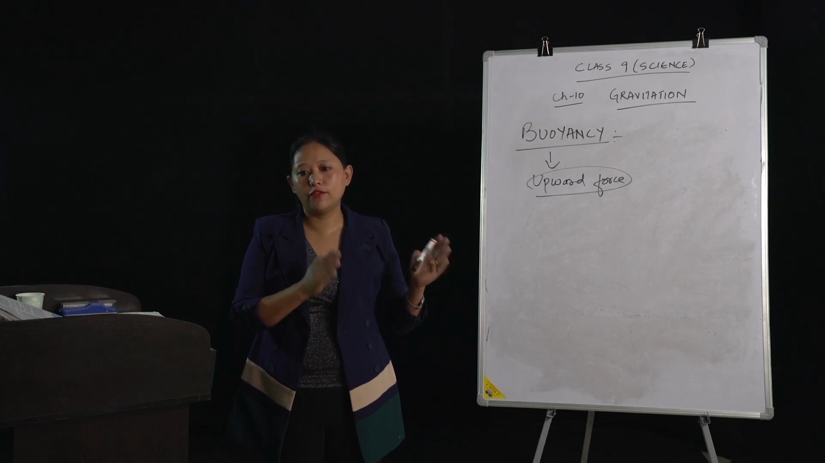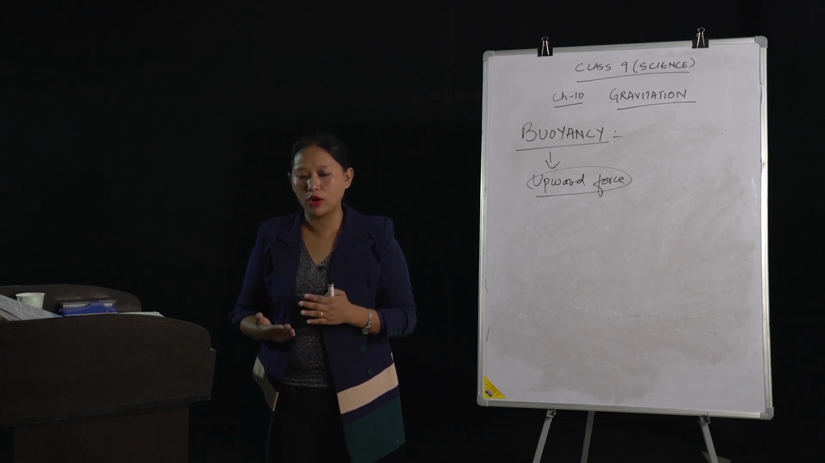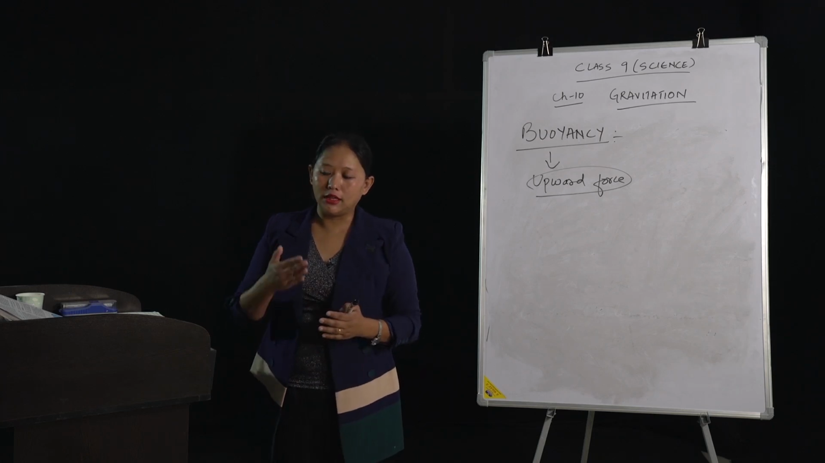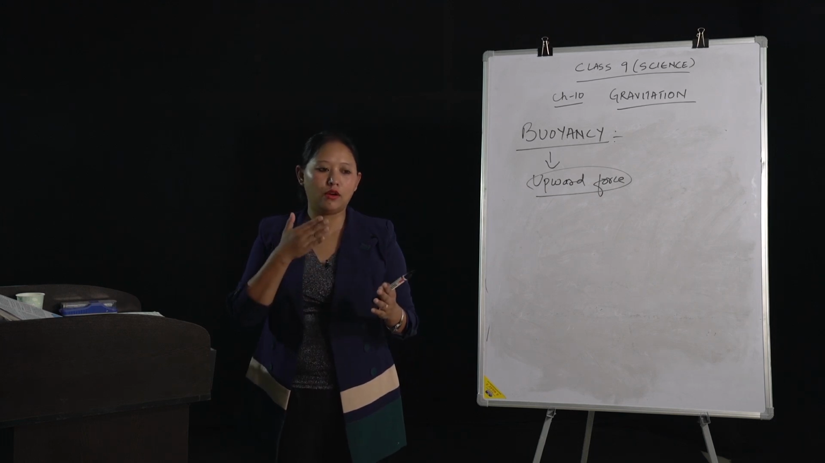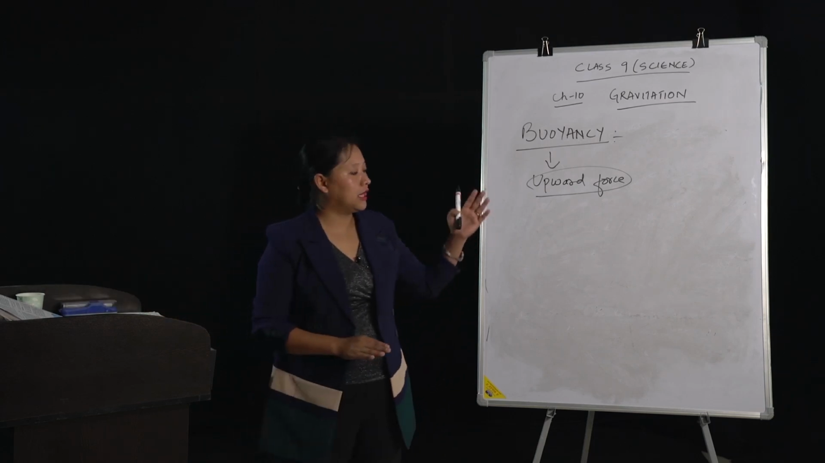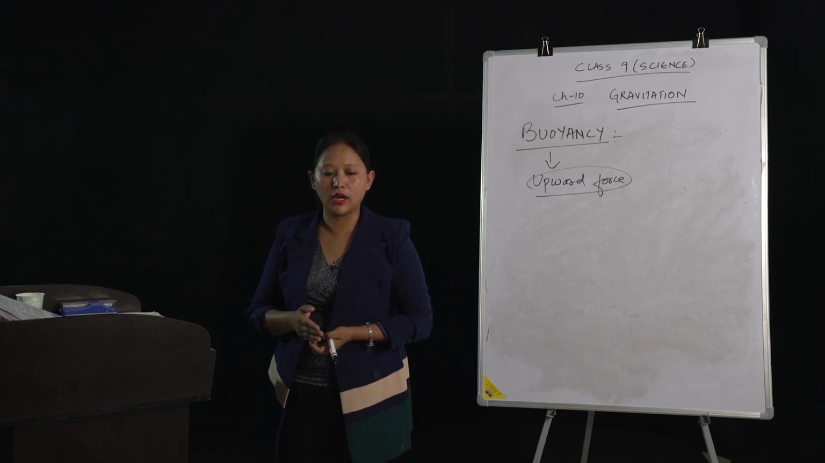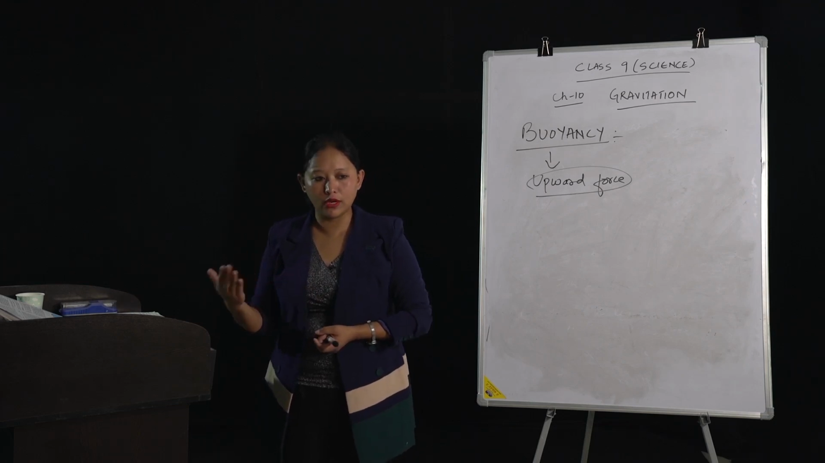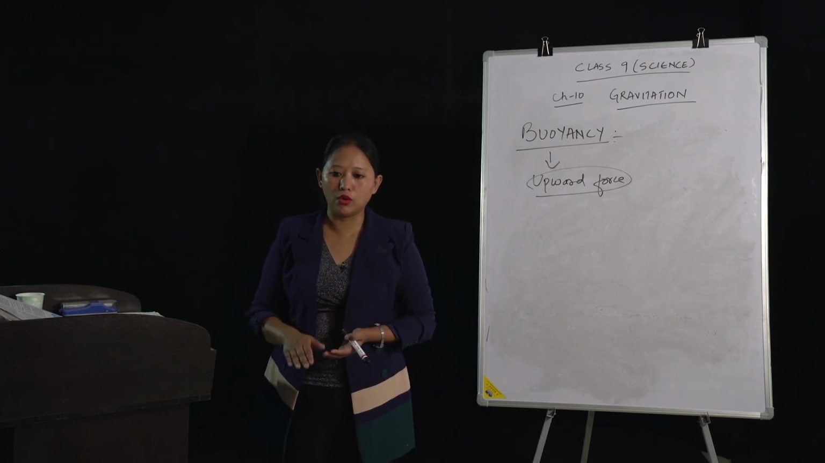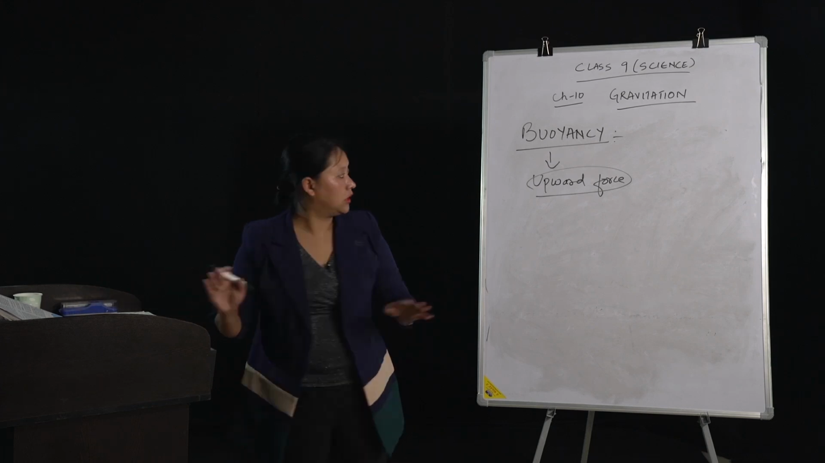Why? Because of the difference in density. The density of iron is more than the density of water, and so it sinks in water, whereas the density of the eraser is less than the density of water, and that is why it floats on the water. We can also say that the downward force is greater than the upward force, and that is why the nail sinks. Whereas in the case of the eraser, since the upward force is greater than the downward force, the eraser floats in the water. So this is all about buoyancy.